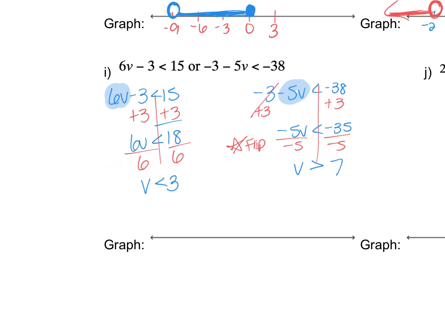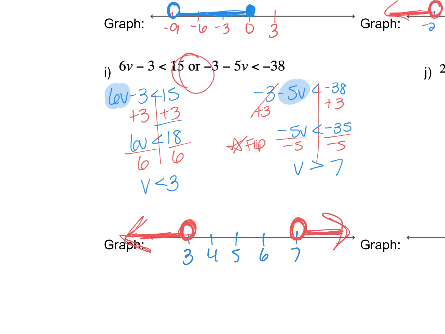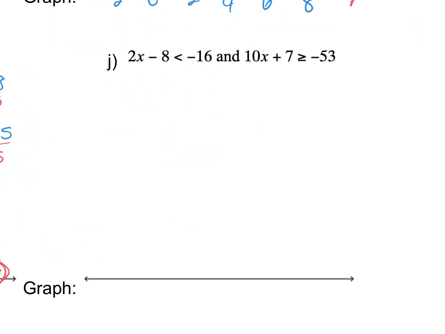All right, let's graph it. So we have, I'll just count by ones, 3, 4, 5, 6, and 7. All right, looks like open dot on 3 and open dot on 7. It's going to the left because it's less than 3, and then going to the right because it's greater than 7, and hey, sure enough, it was an or problem, so that makes sense. Last one, pause it, try it by yourself.